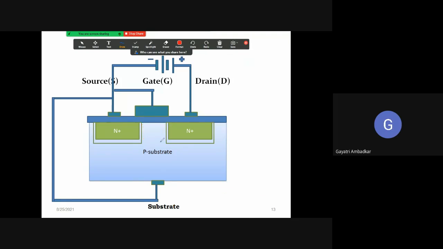What will happen to the width of the channel? In the first case, I applied a gate voltage of 1 volt. Say this was the width of the channel. Now I am making it 2 volts. So what will be the effect on the width of the channel? Someone has said that it will decrease. You have applied more, more positive potential.